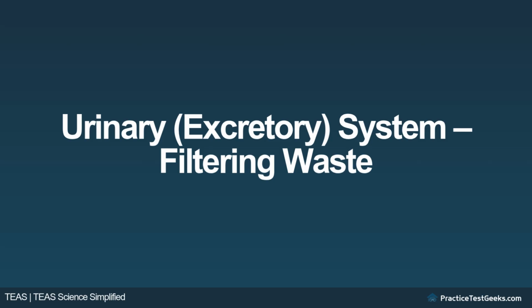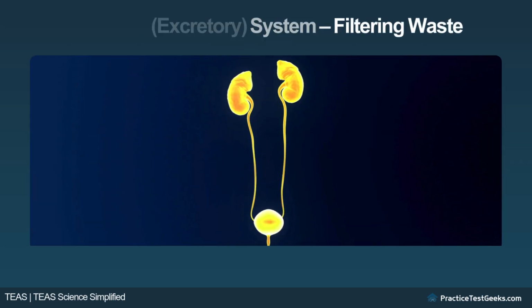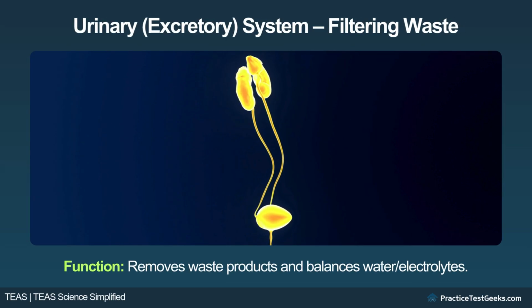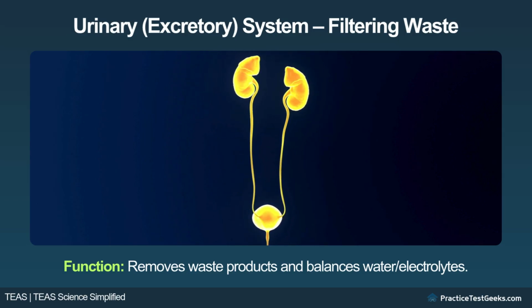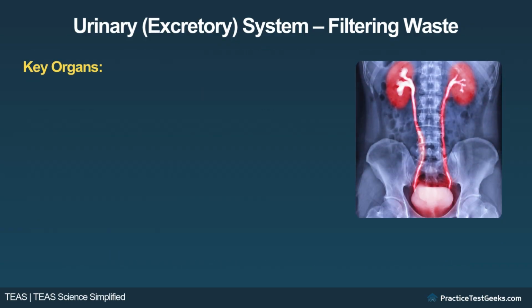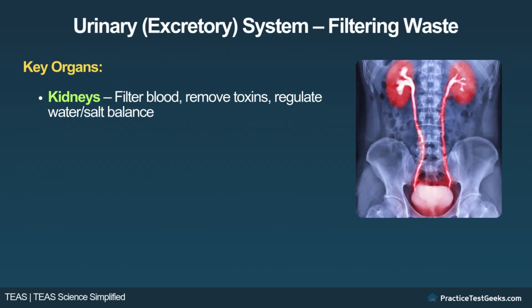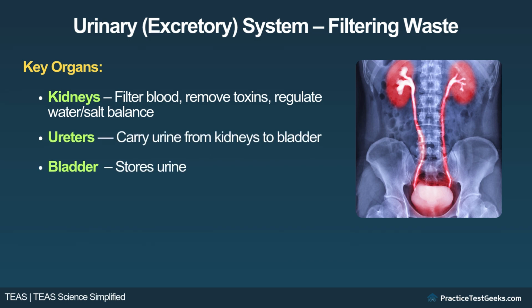Let's move on to the urinary system, also called the excretory system. Its job is to remove waste from the body and balance water and electrolytes. Both are critical in healthcare. Here are the key organs. The kidneys are the main filters. Inside each kidney are millions of nephrons, tiny structures that filter the blood. Next, urine travels down the ureters into the bladder where it's stored. Finally, it exits the body through the urethra.